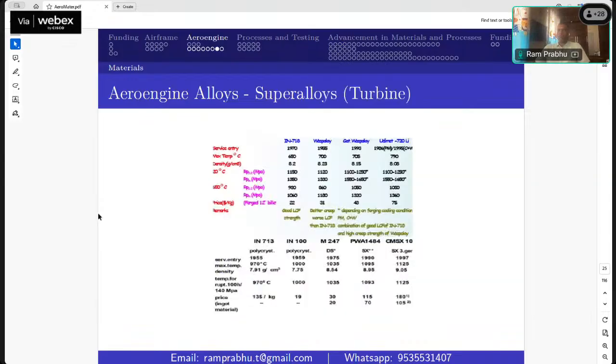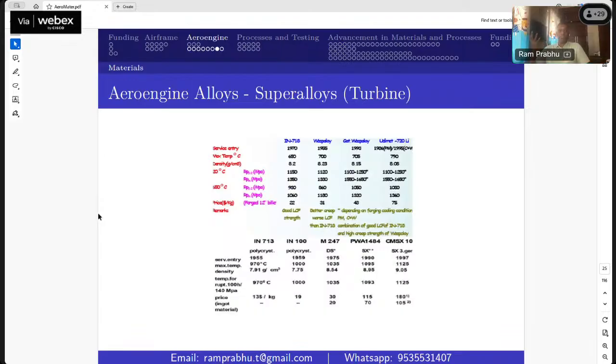Coming to the superalloys. Waspaloy and Inconel 718 are the rulers in the moderate temperature regions, for example, the third stage of turbines and other regions. The stability of Inconel 718 is somewhere around 650 degrees Celsius. Waspaloy is somewhere around 700 to 750 degrees Celsius.